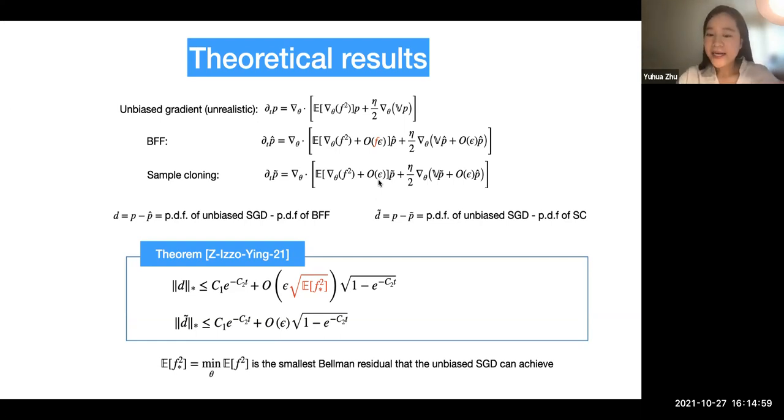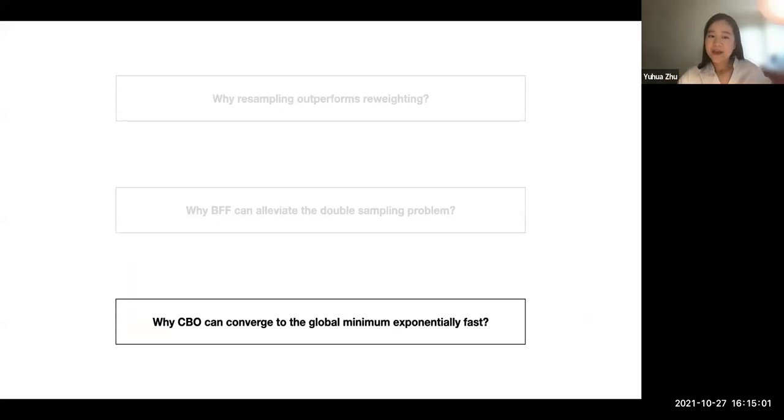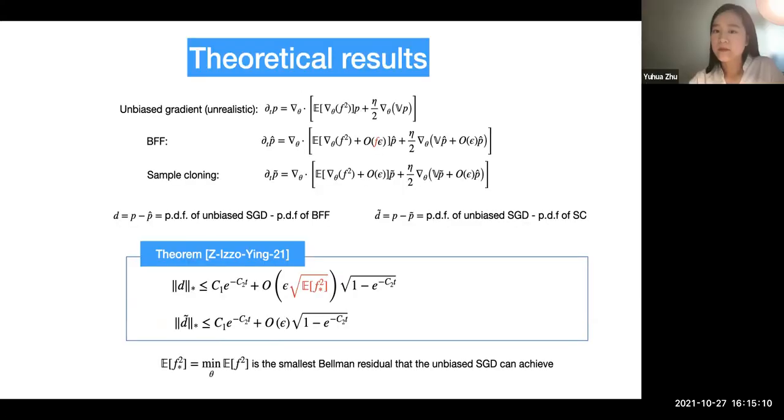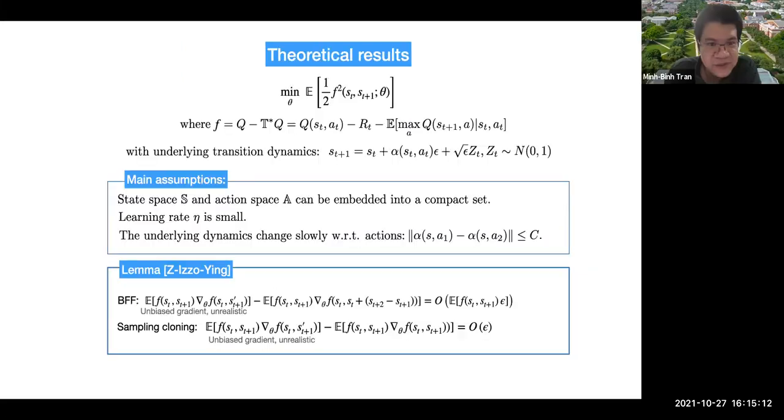So this is for the second project. Before we move on to the third one, are there any questions? Yes, you suppose this underlying dynamics, right? So what if S_{t+1} and S_t don't follow this underlying dynamics?